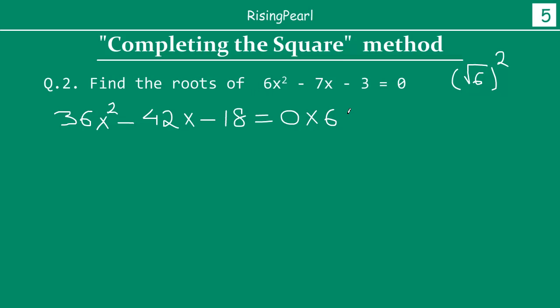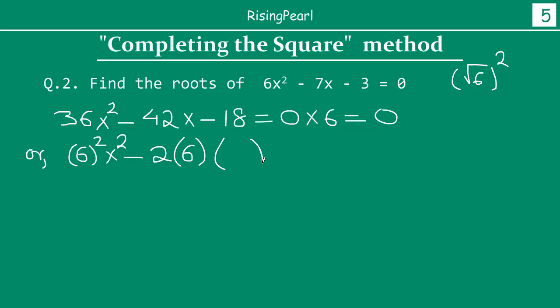We are multiplying both sides by 6, so we get 0. The reason we multiplied both sides by 6 is because now we can write this as 6 squared x squared minus 2 times 6 we have here. Now we have to find out our q, and this times x. Now this value must be something that all of this together should be 42. So if we divide by 2, 2 and 2 will cancel out, and we get 7, 6 7s are 42. So q should be this.